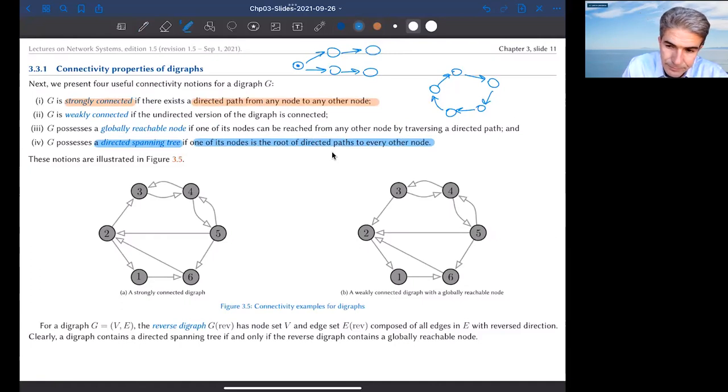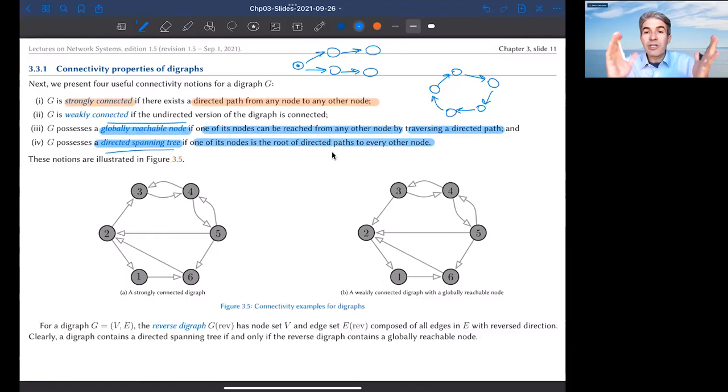Now, G, the directed graph, is said to possess a globally reachable node, and this is very simple language, if one of its nodes can be reached from any other node by traversing a directed path. Essentially, containing a directed spanning tree and containing a globally reachable node are the inverse of each other. Can I go to one node from everywhere? That means possessing a globally reachable node. Or can I go from one node to everywhere? And that is containing a directed spanning tree.